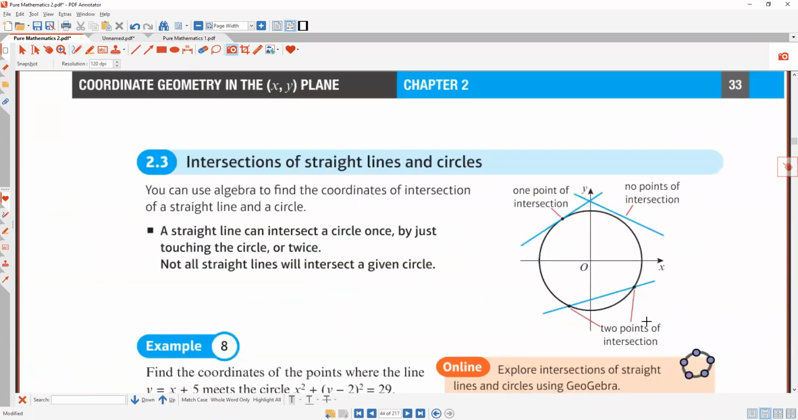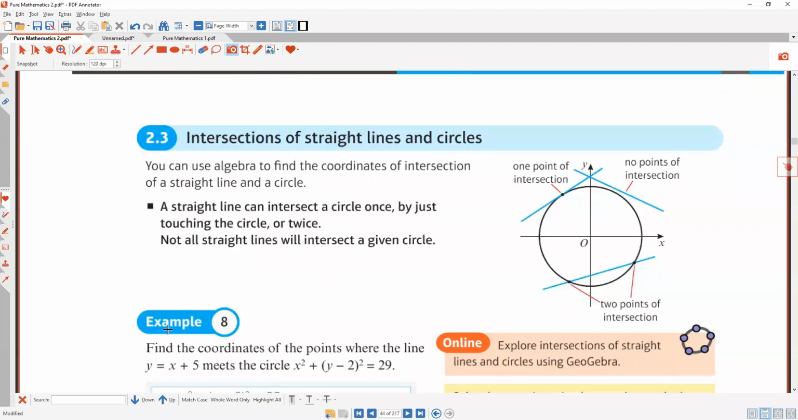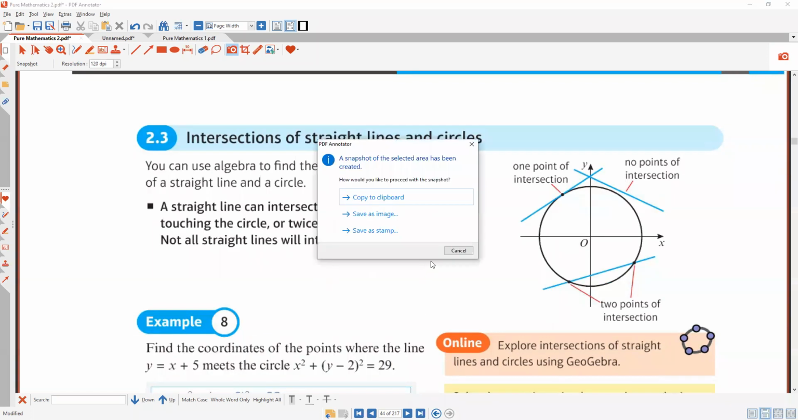Okay, so you know about tangents, you know about chords, and I already explained chords. You can see in chords there are 2 points of intersection, one here and one here. In a tangent, there is 1 point of intersection, and here there is no point of intersection. A straight line can intersect a circle once by just touching it, that is a tangent, or twice, or not at all. Fine.